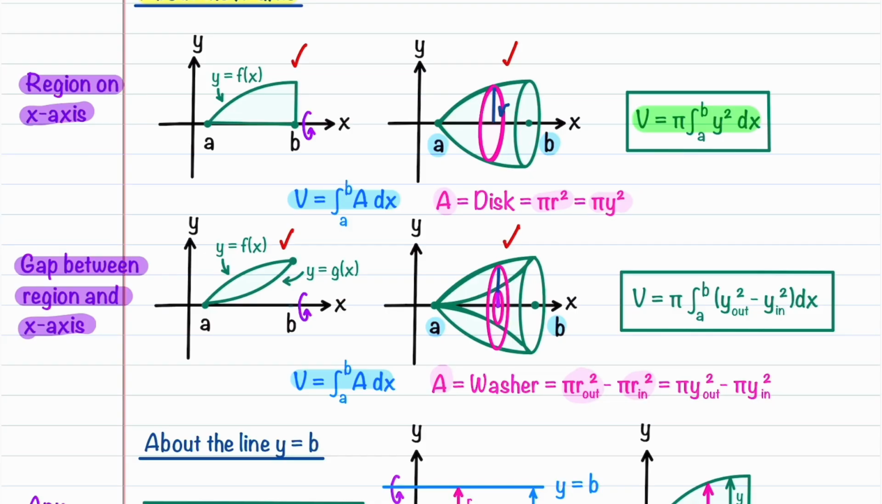Each radius is equal to y, so our area is pi times y out squared minus pi times y in squared. The volume for our solid of revolution can then be found with the formula V is equal to pi times the integral from a to b of y out squared minus y in squared times dx. Whenever you use disks and washers and you're rotating about the x-axis, you're always integrating with respect to x.